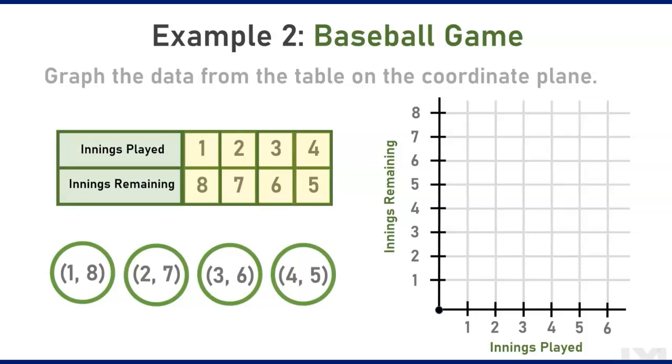Starting with the first, we have 1 on the x-axis and 8 on the y-axis, which brings us here. The second point is at 2 on the x-axis and 7 on the y-axis, which brings us here. Our third point is at 3 on the x-axis and 6 on the y-axis, which gives us this point here. And last, we have 4 on the x-axis and 5 on the y, bringing us here. There we have it. We've graphed all the points for our table. The more innings that are played in the baseball game, the fewer innings remain, which we can see from these points on our graph.